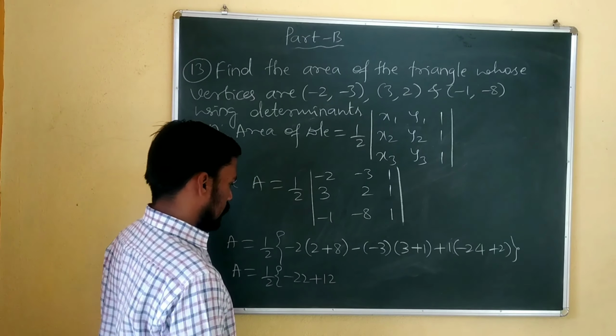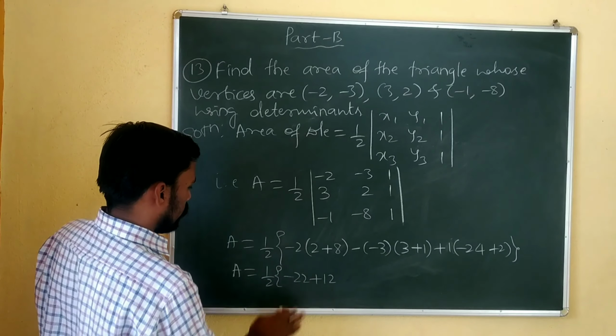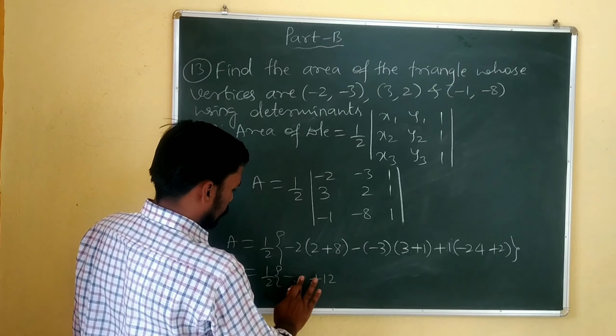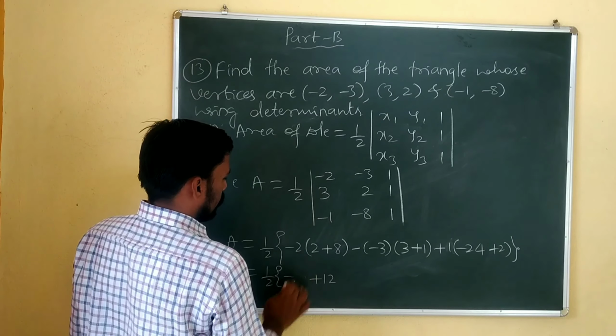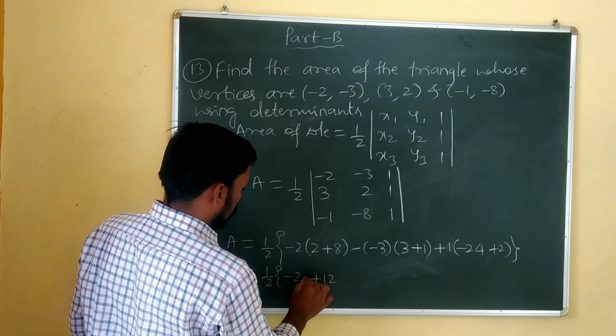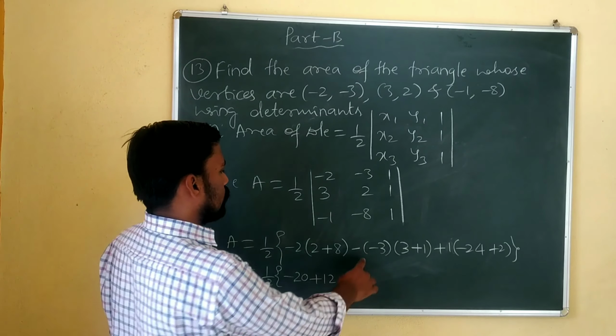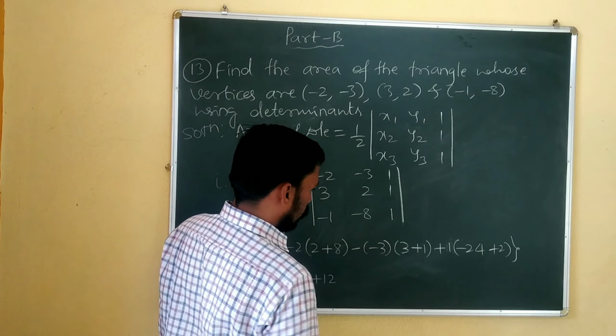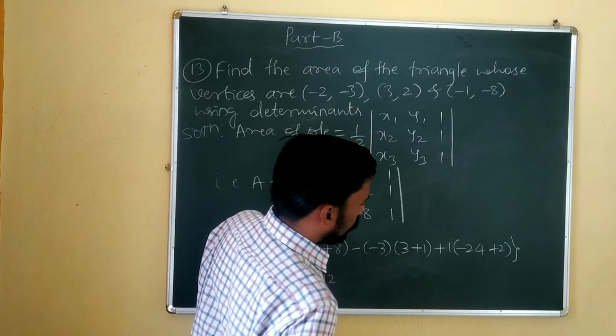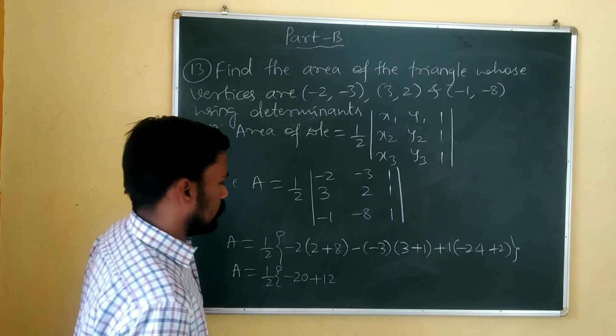2 plus 8, 10 into 2. Minus 2 into 10 is minus 20. Minus into minus plus 3 into 4, 3 4 is 12. Minus 24 plus 2, minus 22.